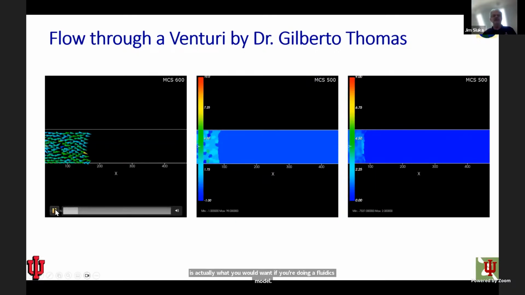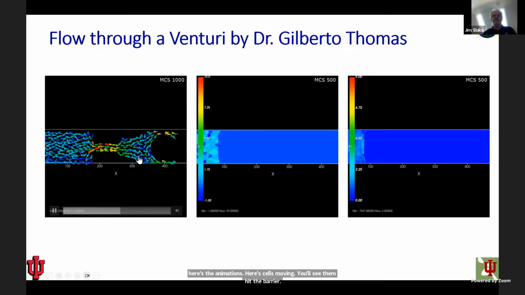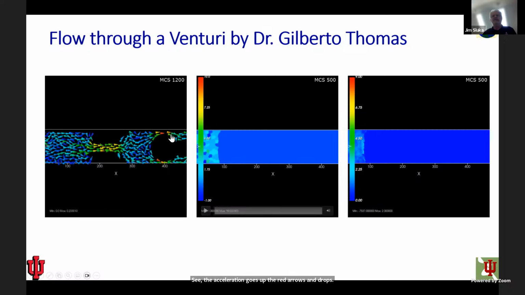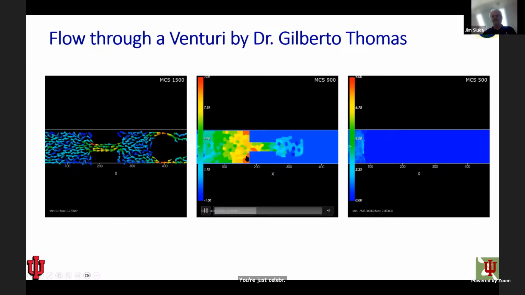Here's cells moving. You'll see them hit the barrier. See the acceleration goes up, the red arrows, and drops on the other side. Velocity goes up, the red area. Here's cell pressures. You get high pressure for cells, constriction, and we'll also get down here as well.